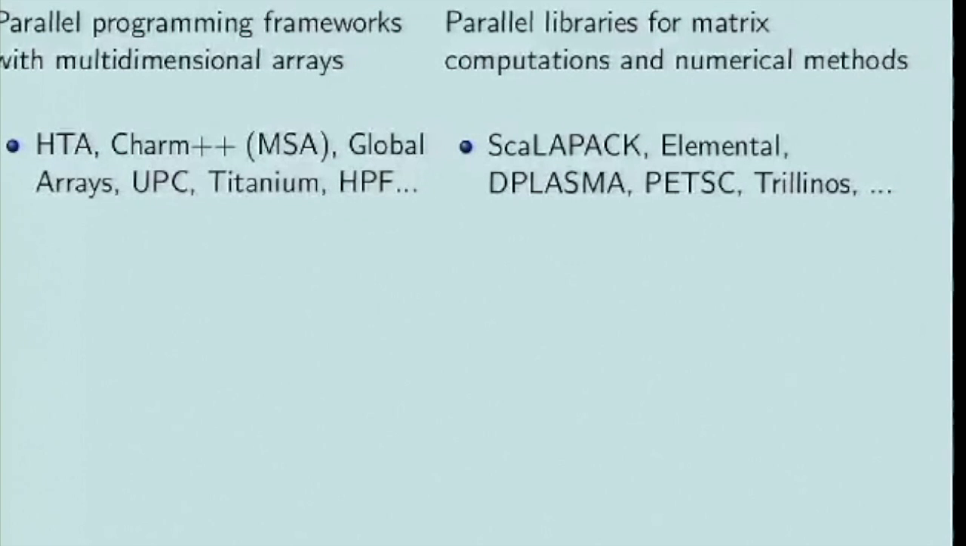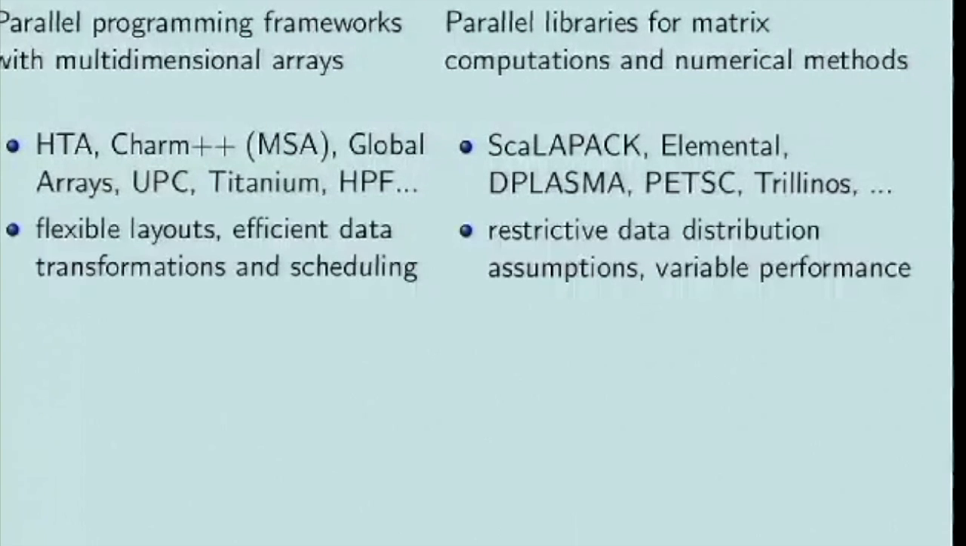There's also Global Arrays, UPC, Titanium, and High Performance Fortran, which I think all have various levels of support for multidimensional array computations. On the other side, there are the numerical methods frameworks, which in particular work for matrices and vectors, and they provide various types of methods that you can use to various degrees. ScaLAPACK provides dense algebra routines, as do Elemental and DPLASMA. PETSc and Trilinos, I think, primarily focus on sparse iterative methods, but also have primal support for matrices.